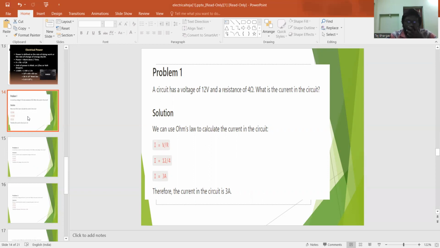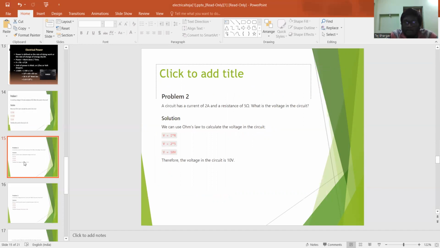We know that current has the unit of ampere. Here we used a very basic formula, that is V is equal to IR. We know that voltage is directly proportional to current at constant temperature. So V is equal to IR, and from there we got the formula I is equal to V by R. From there we substituted the values given in the question, and at last we got the answer, that is I is equal to 3 ampere.